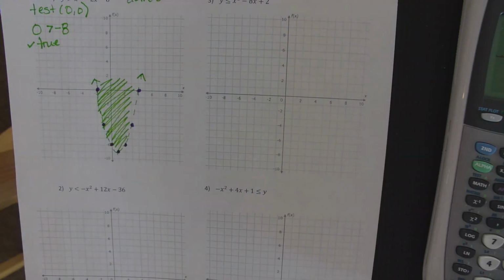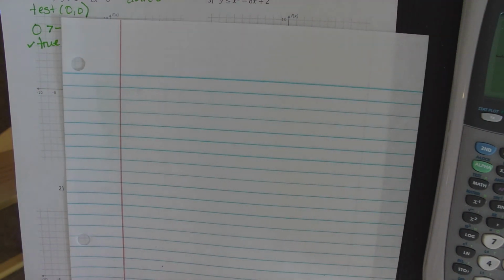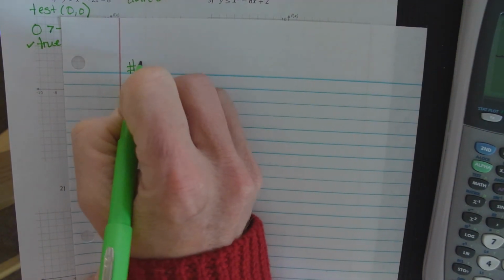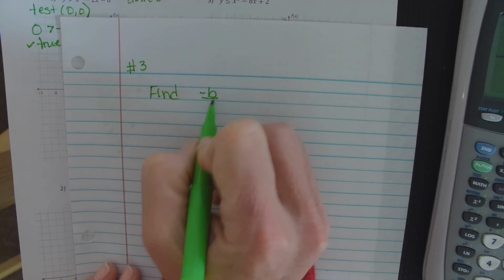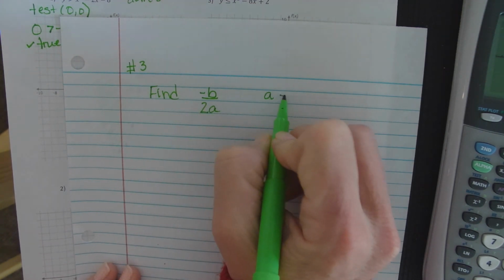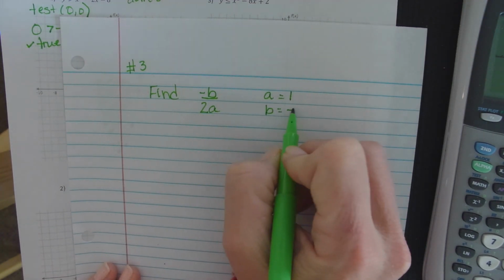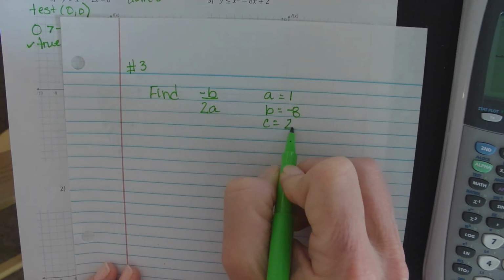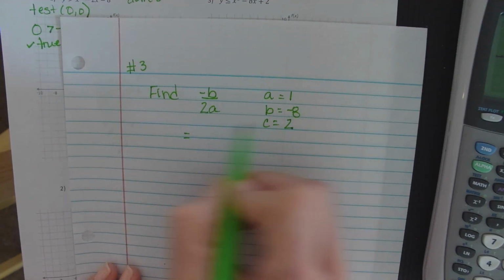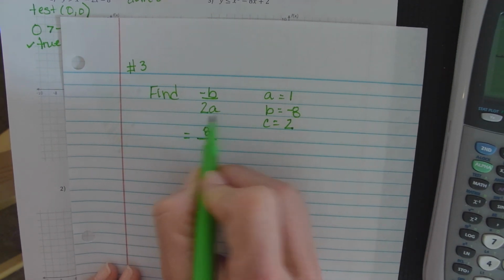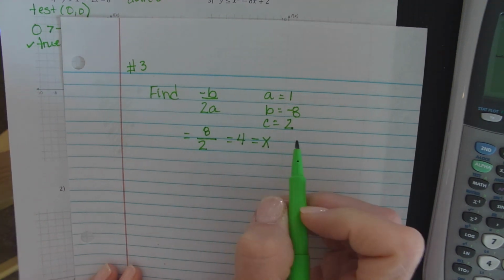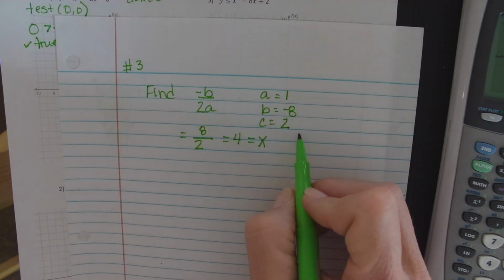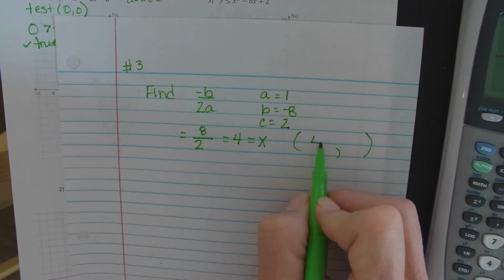All right, so I'm going to get a new piece of paper. This is actually number 3. Find negative b over 2a. A is 1, b is negative 8, c is 2. So just plug it in. Opposite of negative 8 is positive 8. 2 times a is 2. I get 4. Is that what y'all got? So the x coordinate of our vertex, we know it's 4.